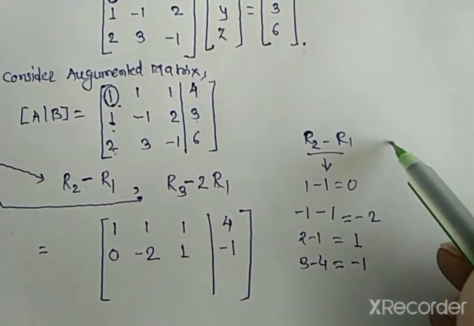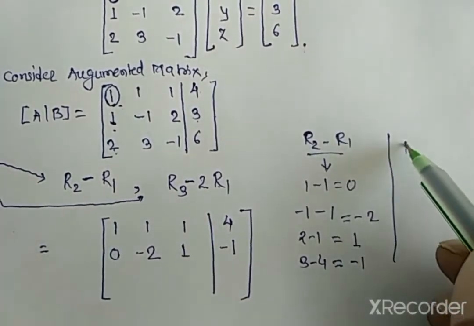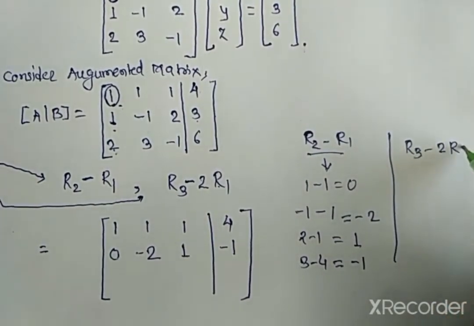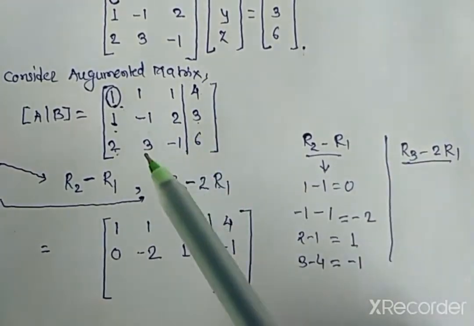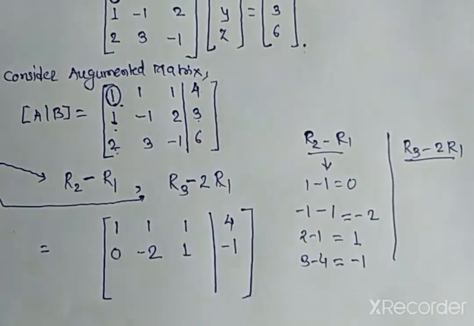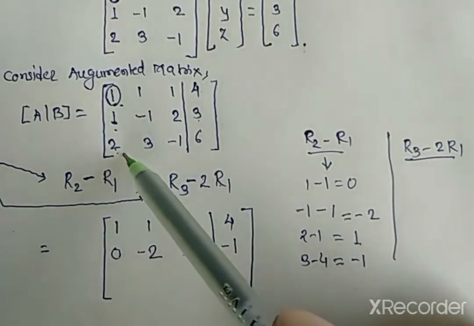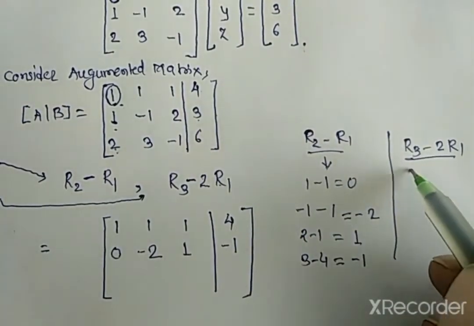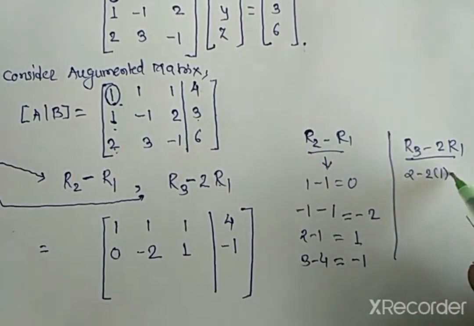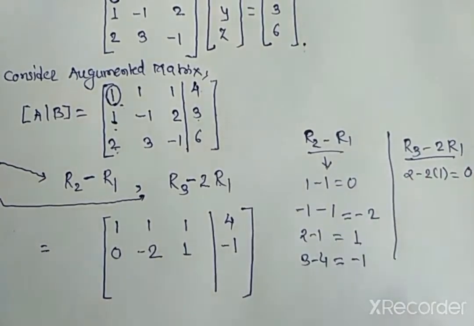So the row operation is R3 minus 2R1. Here R3 is 2 and it is 1. 2 minus 2 into 1 is equal to 2 minus 2, which will be 0. So here the first element is 0.